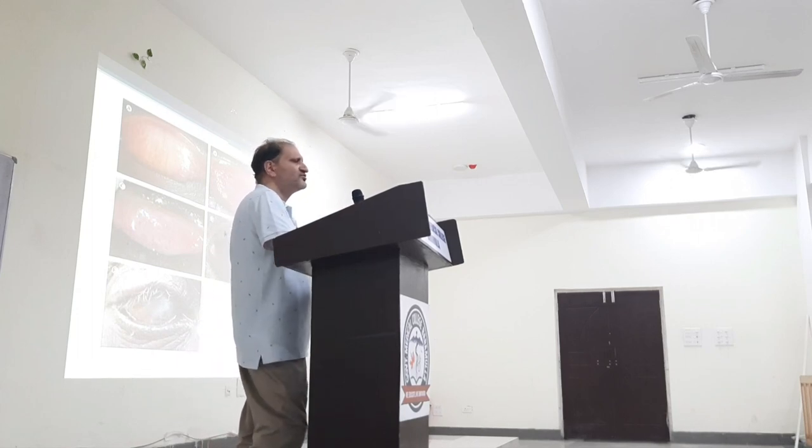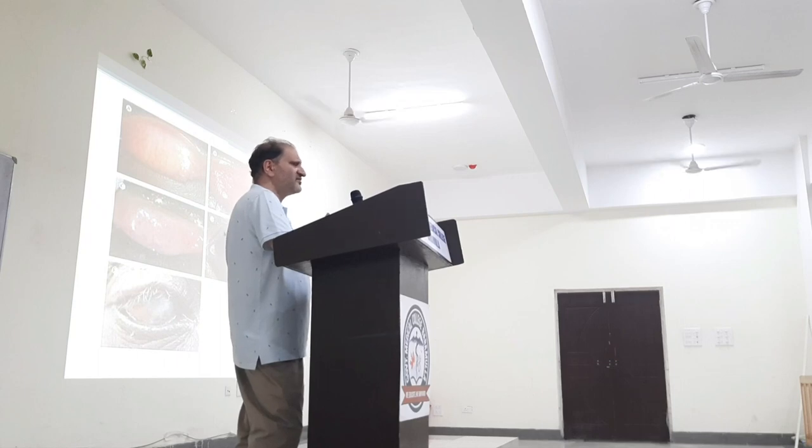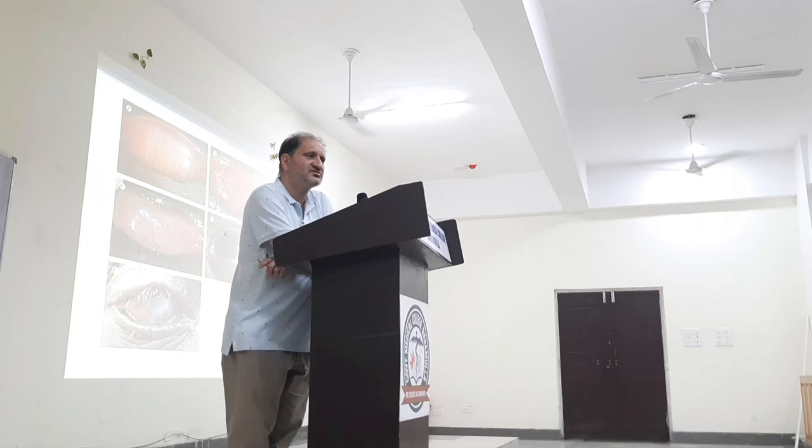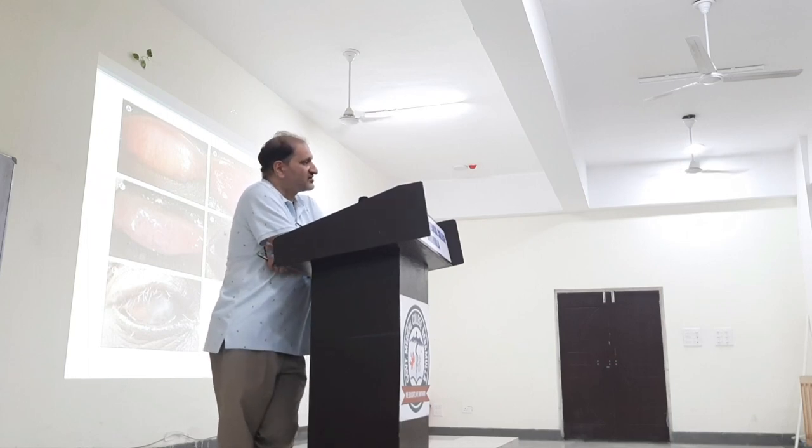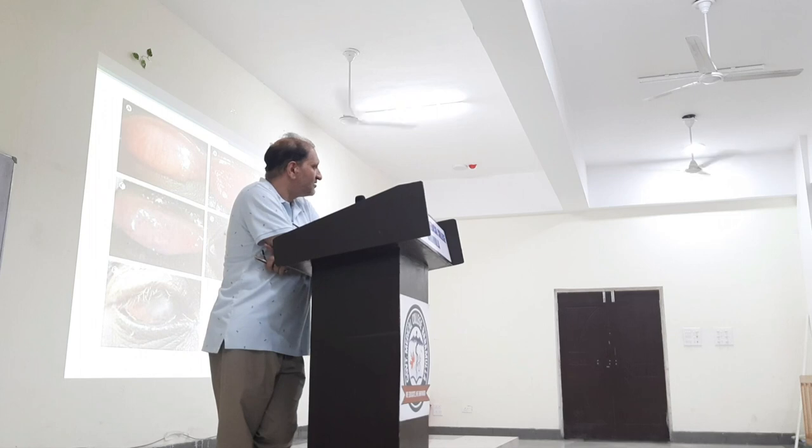Trachoma has come down a lot in the world. But one of the most important features of trachoma is follicles. In allergy and viral conjunctivitis, we see papillae. What is the difference between papillae and follicles in the tarsal conjunctiva?